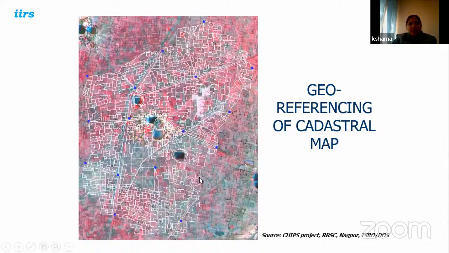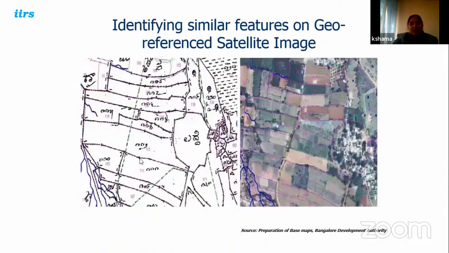Now I'll show you one example of georeferencing of a cadastral map. You identify the common points, in the sense that this is one feature and you can see the similar feature here. So based on these coordinates, you can georeference this map over your satellite image, and you can see that this is the georeferenced map.